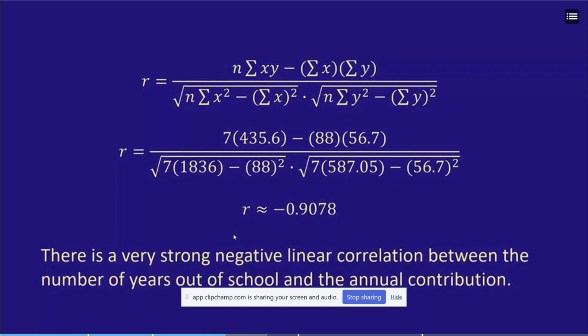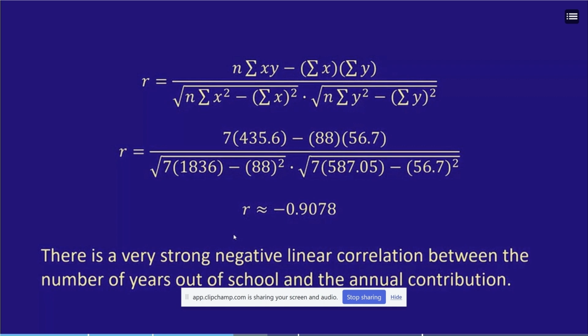So in the numerator of the correlation formula, we're going to take the value 7, which is our n, times the sum of the xy's, which is 435.6, minus the sum of the x's, that quantity, which is 88, times the sum of the y's, that quantity, which is 56.7.